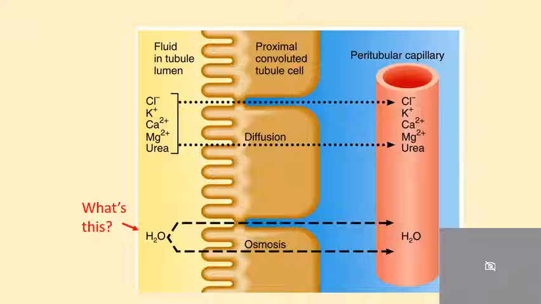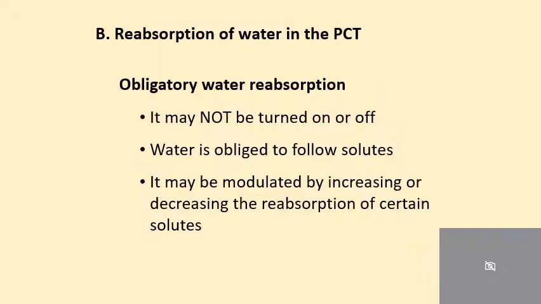Here's a diagram where we can see obligatory water reabsorption. So again, these are tubule cells in the proximal convoluted tubule. And many of these cells are busy reabsorbing solutes like urea, magnesium, calcium, potassium, chloride, not shown here, but certainly sodium and glucose. And then we can see that water follows by osmosis. Water follows solutes. And so we call this obligatory water reabsorption. Water is obliged to follow solutes.